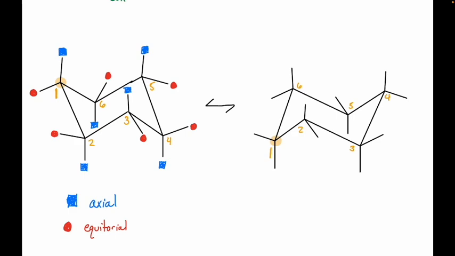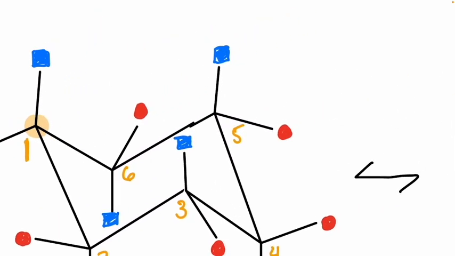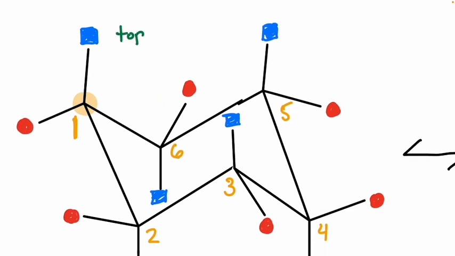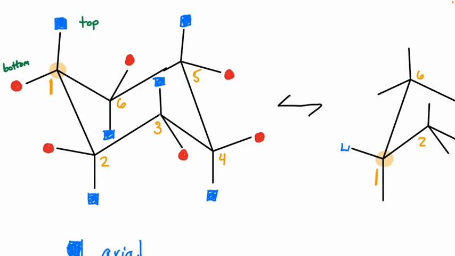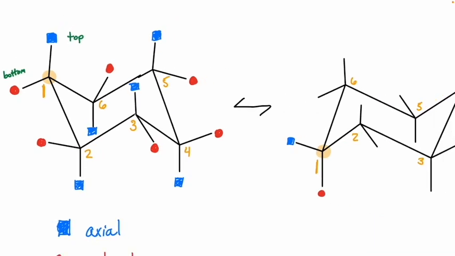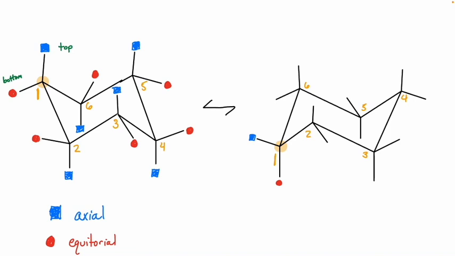All right, and if we look closely at carbon 1, I saw that this square was my top bond, and the circle was the bottom bond. All right, so if I go to carbon 1, it's got to be the same here. My square is going to go on top of my circle. All right, but on the left, was that square in the axial or equatorial position? On the left, it's on the axial position.